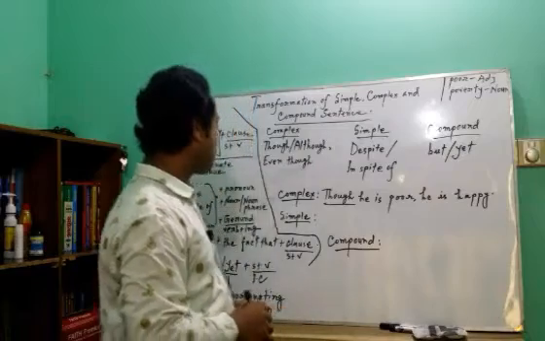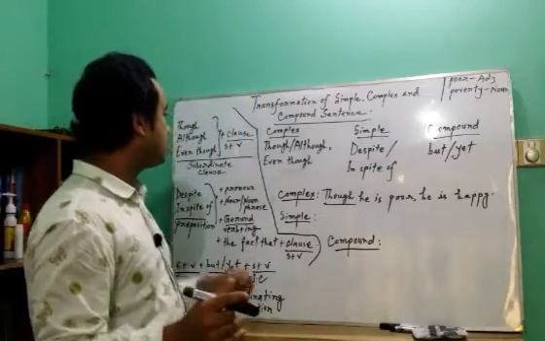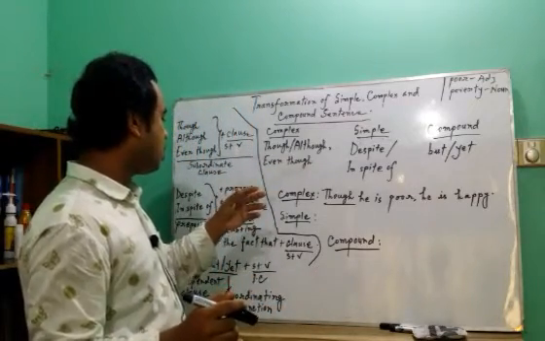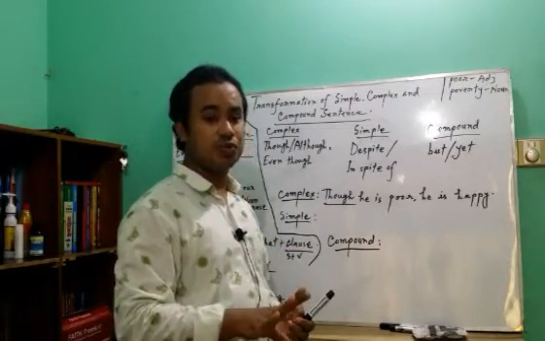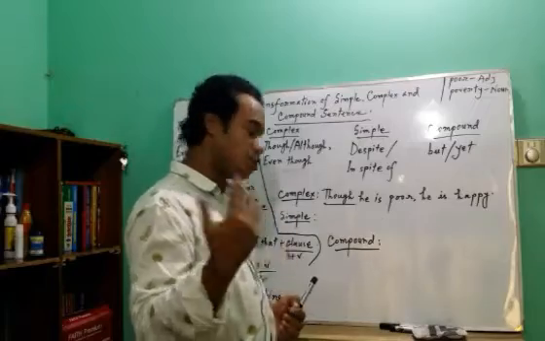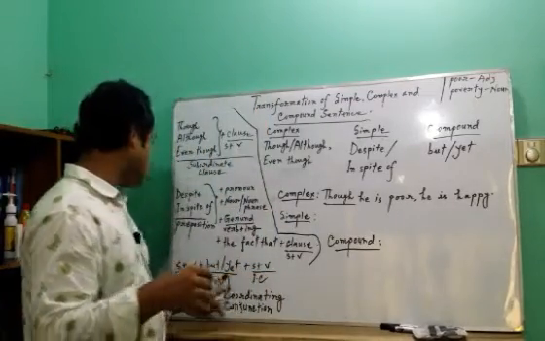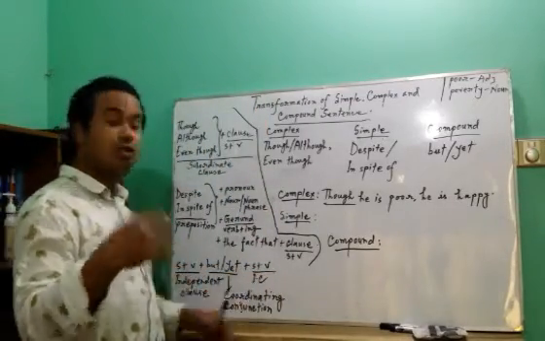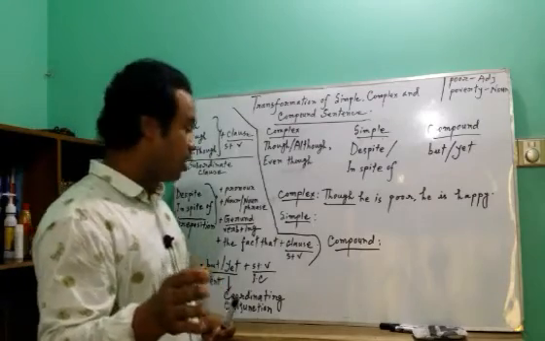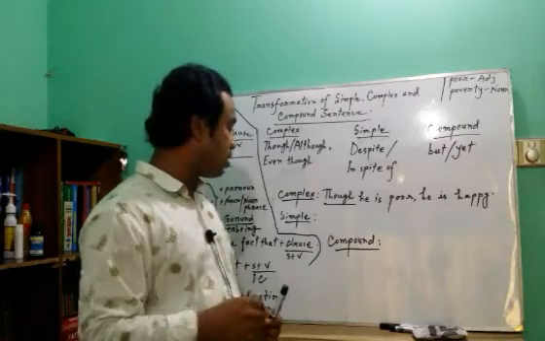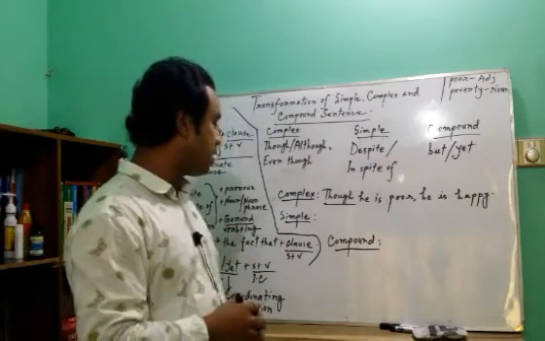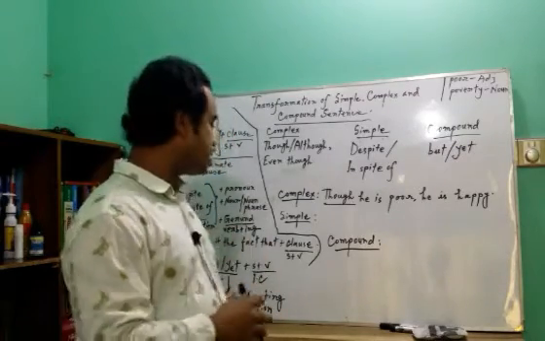Then let's talk about compound sentence. A compound sentence must include a coordinating conjunction. You know what coordinating conjunctions are. FANBOYS will help you to remember the coordinating conjunctions.